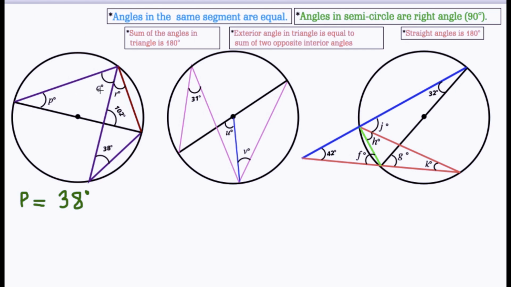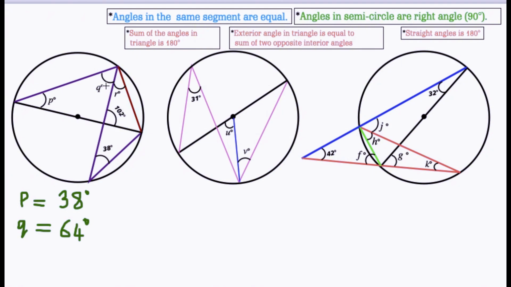If P plus Q is equal to 102 degrees, Q is equal to 102 degrees minus P. Okay? 102 degrees minus 38 degrees. And when we do that subtraction, we have that Q is equal to 64 degrees.